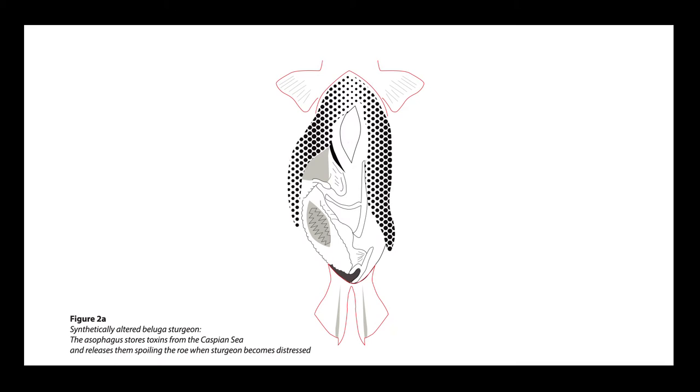We propose a beluga be genetically re-engineered to spoil their roe if distressed, using the toxins stored in its body from the Caspian Sea. Since old fishing and extraction methods are now no longer effective, beluga fishing changes to a non-lethal process that ensures the well-being of the sturgeon and opens up a new market to those who have the capital to invest in such equipment.